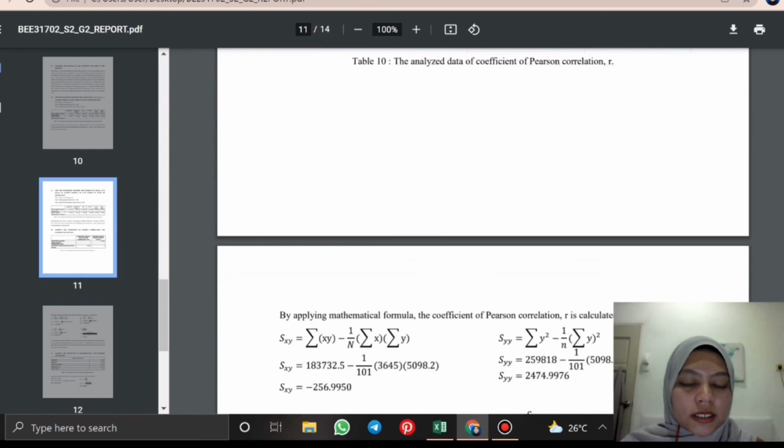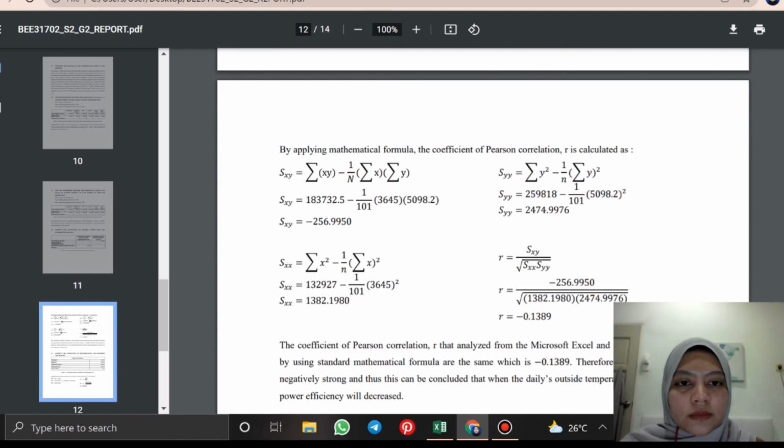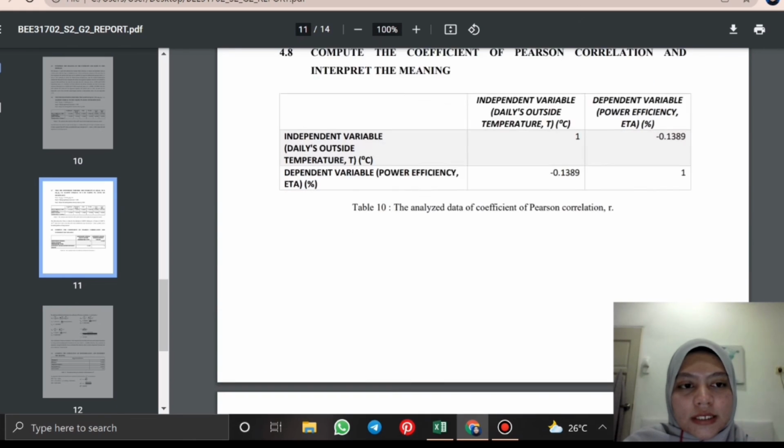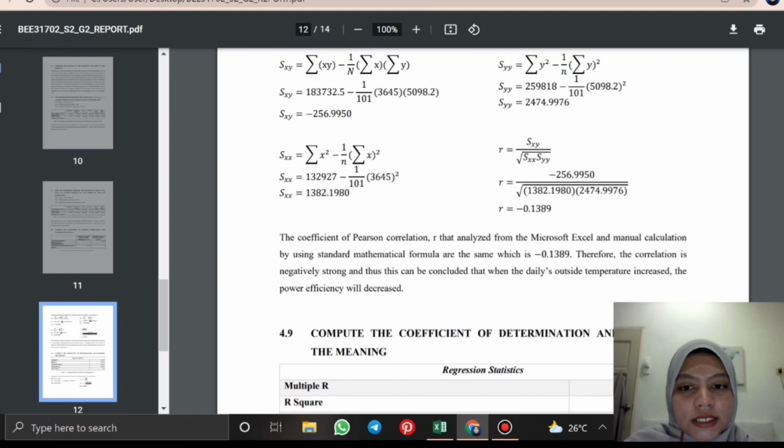Next, we calculated the Pearson coefficient manually. The Pearson correlation equals Sxy over the square root of Sxx times Syy. We put all these values of Sxy, Sxx and Syy into this formula, and then we get negative 0.3892. We get the same value from Excel and from the manual calculation. Therefore, the correlation is negative, which is negative 0.1389, and thus it can be concluded that when the daily outside temperature increases, the power efficiency will decrease.